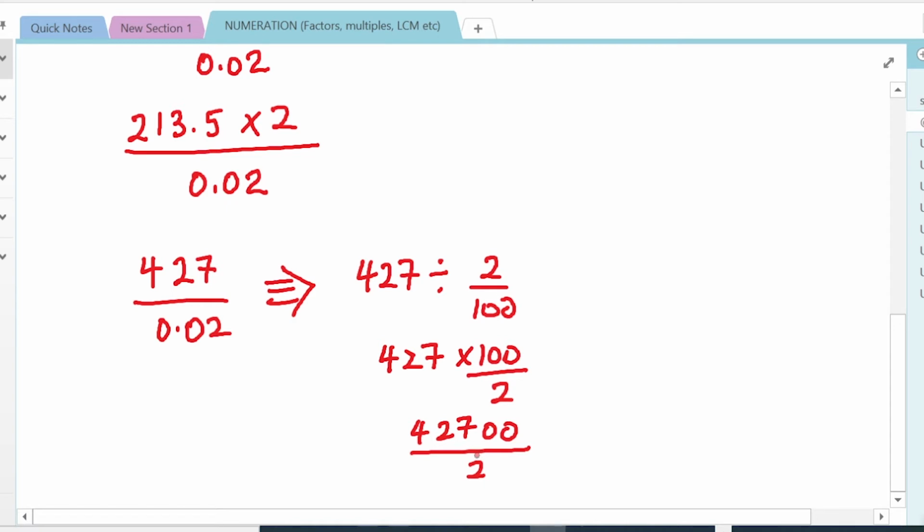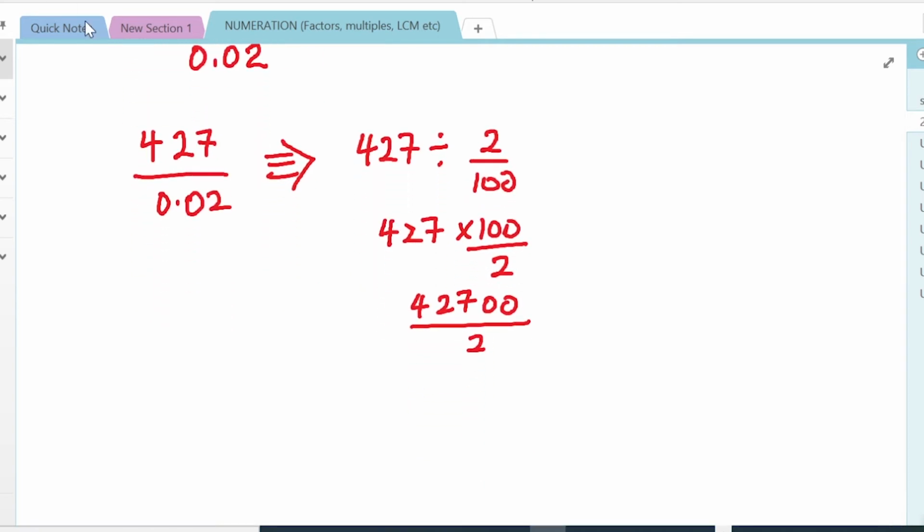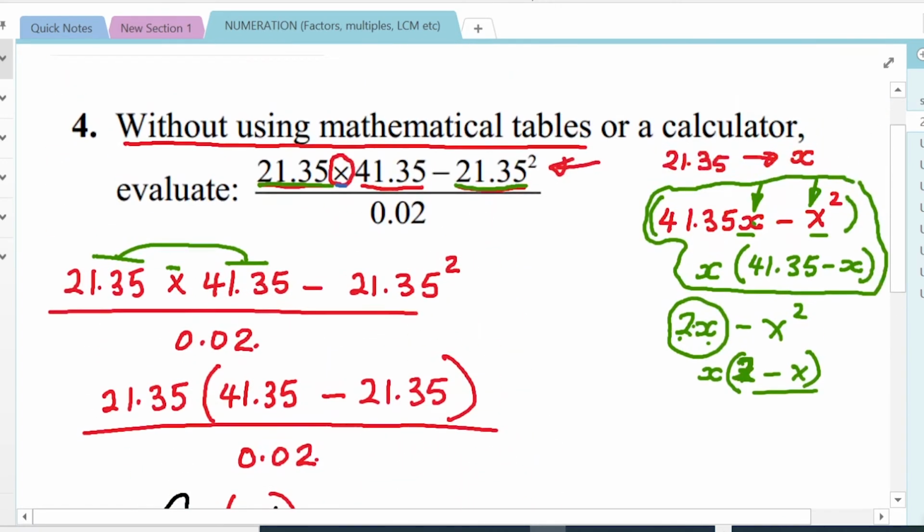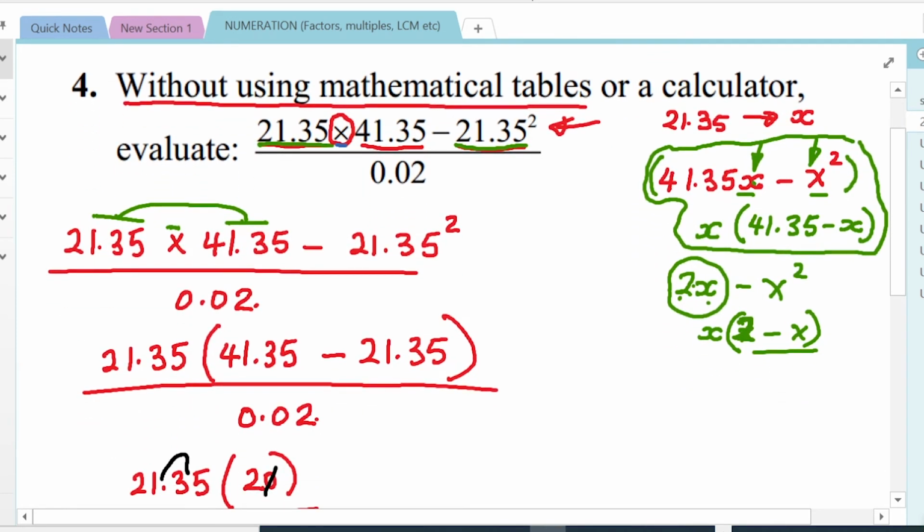And your ultimate answer will be 21,350. As simple as that. So when they tell you something like that, whenever they ask you that without using a table or calculator, they are always trying to test a certain concept, whether it is the commutative property, or factorization. There's a concept they want you to test, and in this case, they wanted to see whether you can factorize that out, whether you can identify this as a common factor. You put it outside the brackets, then the remaining numbers are, like the way I've treated it.